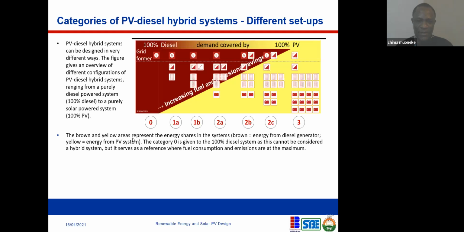The brown and yellow area represents the energy share in the system. The brown is equal to energy from the diesel generator. I already said that. The yellow represents energy from the PV system. The category O is given to the 100% diesel system, as this cannot be considered a hybrid system. Of course, if you're running only a diesel system, it's not a hybrid system. It's a purely diesel generator system. If you're running 100% solar system, it's not a hybrid system either. But if you begin to move anywhere between here and this point, then this is where you have a hybrid system. In between is where you have a hybrid system.